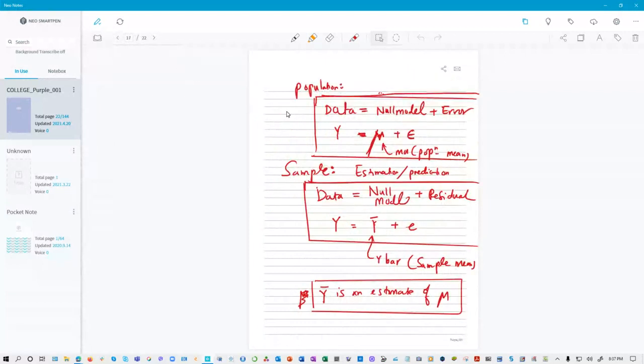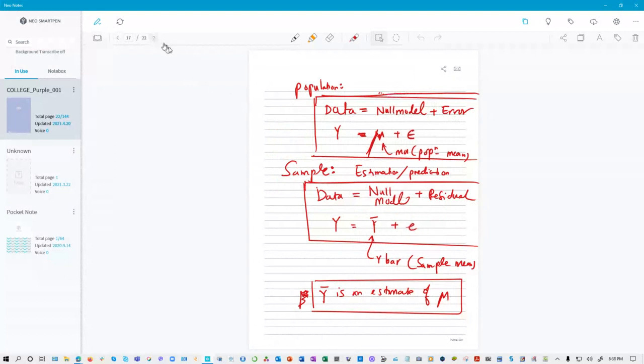Especially, the population has the null model plus error: y equals mu plus epsilon. In a sample, it's pretty much the same thing: the estimated null model part plus the residual, where y bar is the estimate for mu. This is the population average, this is the sample average. This is the population error, this is the sample error.